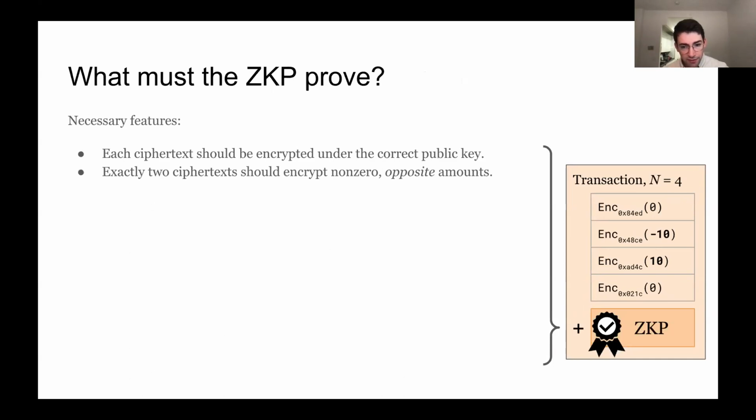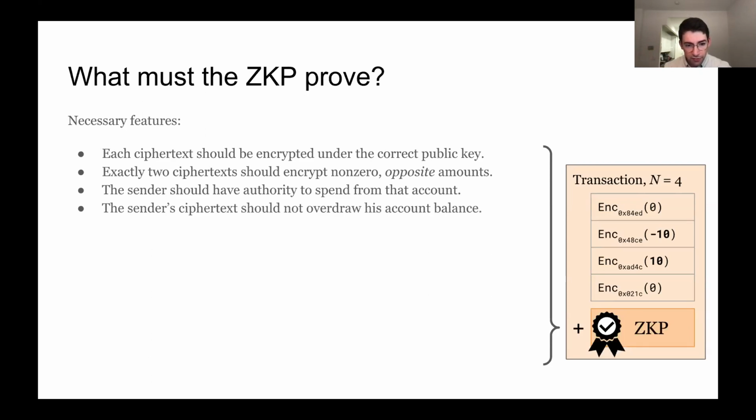There should be two ciphertexts among this list that encrypt opposite amounts. And whichever of those is negative needs to be authenticated in some sense, right? So the spender should be able to show that they have the privileges to spend from that account. There should be no overdrafts. So whoever's spending funds should not wind up with a negative account balance. And crucially, the rest of the ciphertexts should encrypt zero, right? Otherwise, I can alter arbitrary account balances in the course of my transaction.